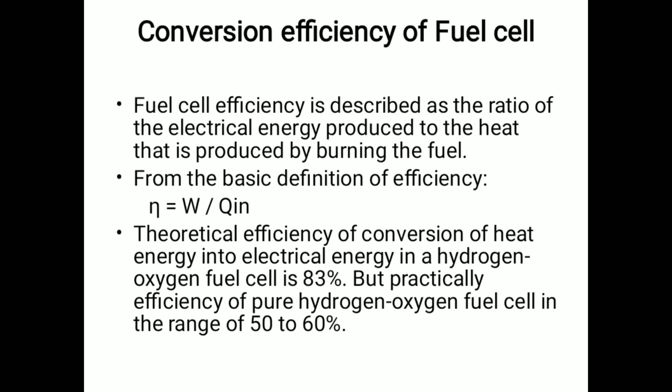So let's talk about the conversion efficiency of a fuel cell. How much electrical energy can be produced using a fuel cell? Fuel cell efficiency is the ratio of electrical energy produced to the heat that is produced by burning the fuel, right? Electrical energy divided by fuel. Theoretically, a hydrogen oxygen fuel cell can give 83% efficiency, but practically only 50 to 60% efficiency is achieved. So this efficiency can also be increased.